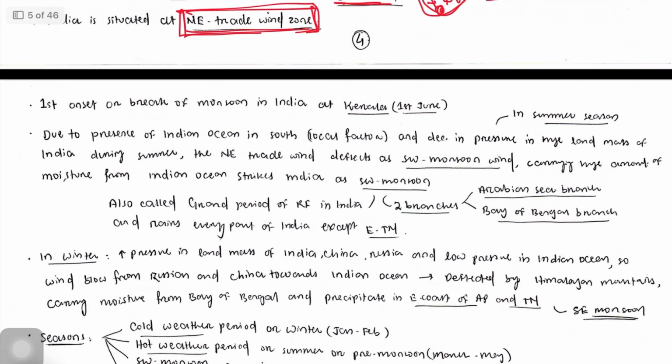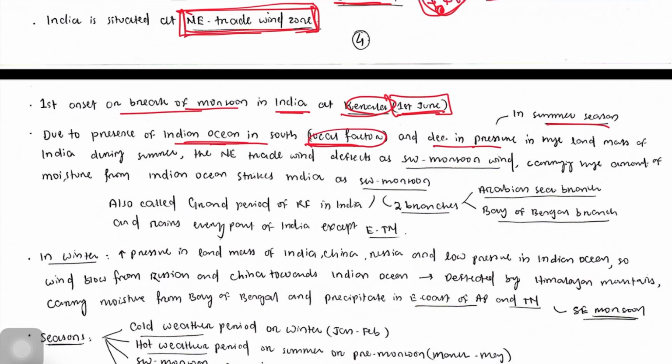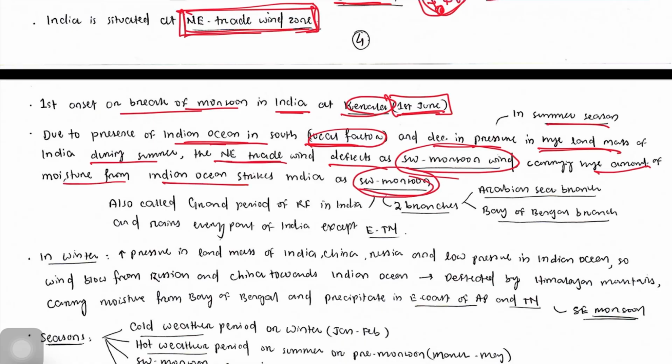The first onset or breakdown of monsoon in India happens in Kerala on 1st of June, first week of June. Due to presence of Indian Ocean in south, that is local factor. So we have already discussed the monsoon is a local factor, and due to presence of Indian Ocean in south, and decrease in pressure in summer season over the huge land mass in the north side of the Indian Ocean, India during rainy season, the northeast trade wind deflects as southwest monsoon wind carrying huge amount of moisture from Indian Ocean, that is called southwest monsoon.